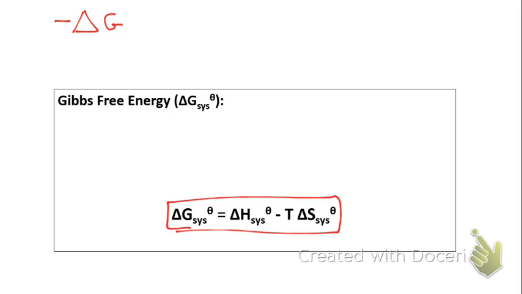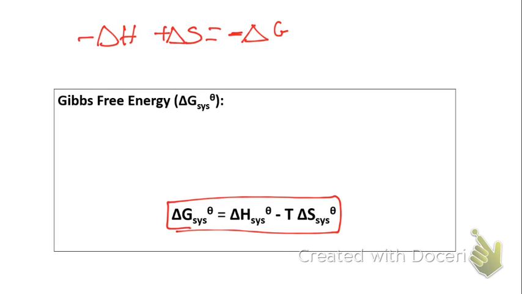From our table, if delta H is negative and delta S is positive, delta G will always be negative, okay? This will equal a negative delta G always. This is a spontaneous process every single time, all right? Exothermic reactions are favorable. Increase in disorder of a system is favorable, okay?